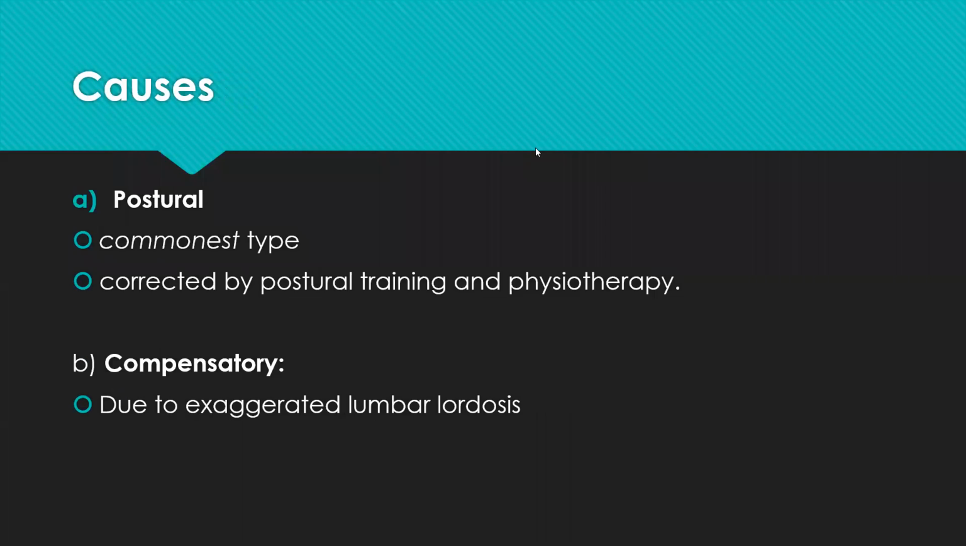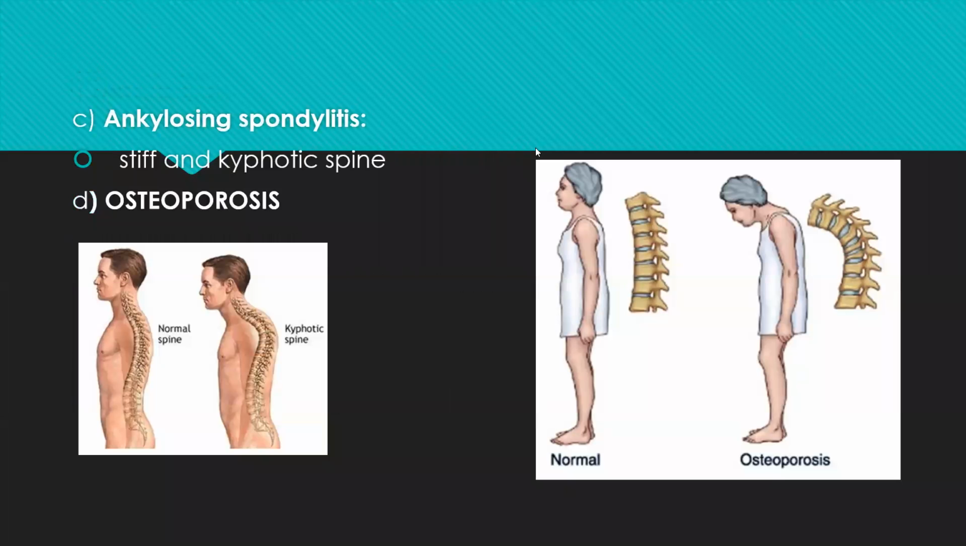Causes: postural, of course, and compensatory. When there is an exaggerated lumbar lordosis, there can be a compensatory kyphosis. Ankylosing spondylitis and osteoporosis are the commonest.